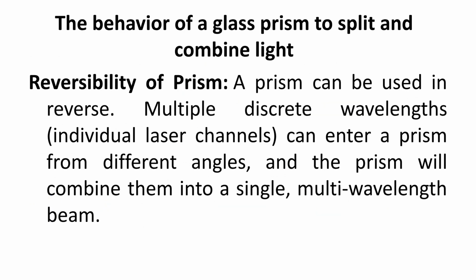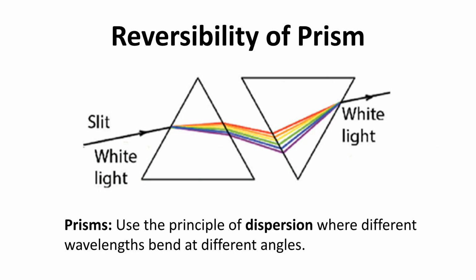Multiple discrete wavelengths, such as individual laser channels, can enter a prism from different angles. The prism then combines them into a single multi-wavelength beam. Here we see the reversibility in action. The light is first dispersed by one prism and then combined back into white light by a second, inverted prism, illustrating the dual function of splitting and combining.